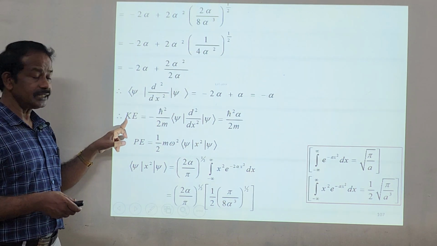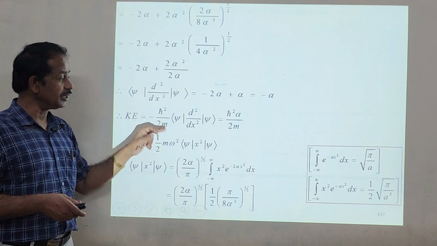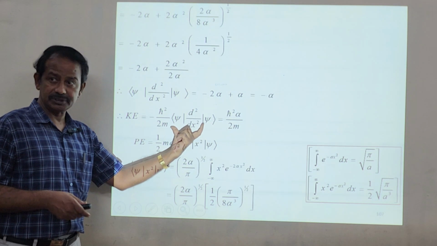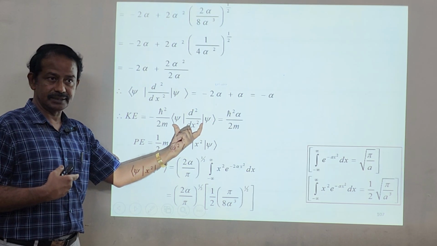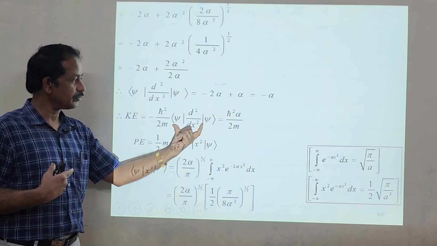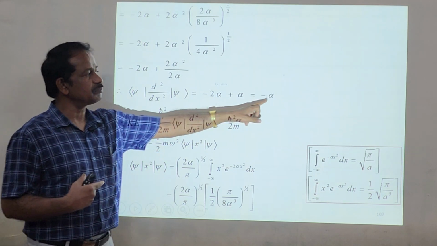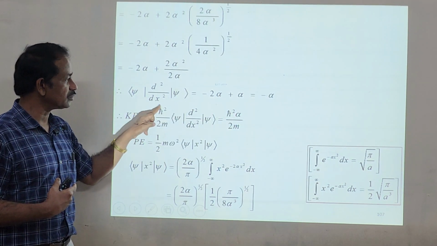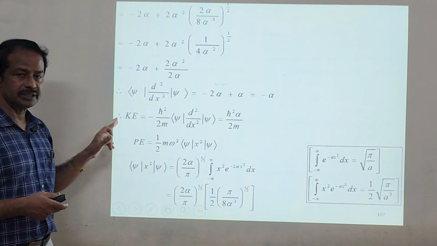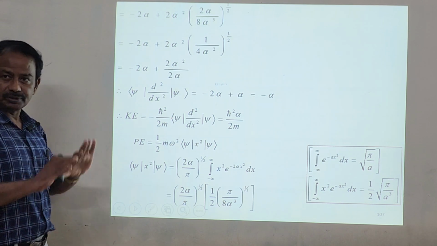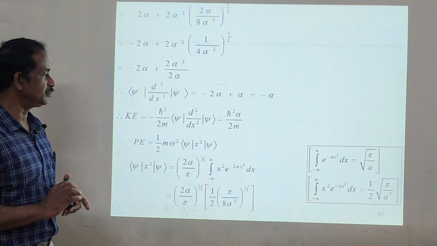Okay. Your kinetic energy will be minus h bar squared divided by 2m, d squared by dx squared, sandwiched between bra psi and ket psi. And this term already we have calculated as minus alpha. So your minus h bar squared alpha divided by 2m, that will be your kinetic energy. So we have calculated one part, the kinetic energy part.